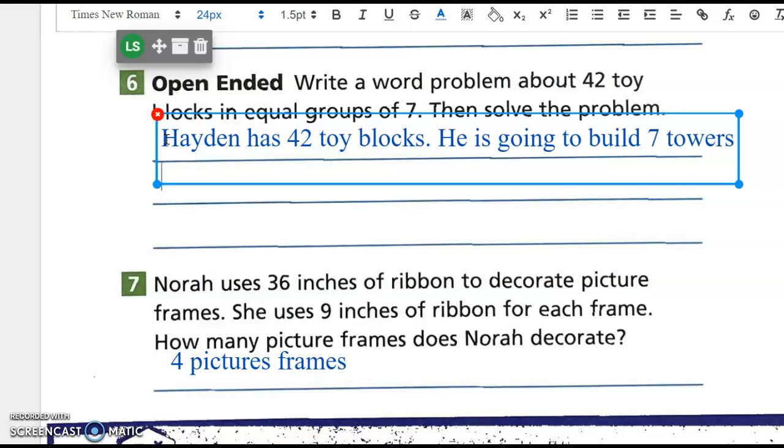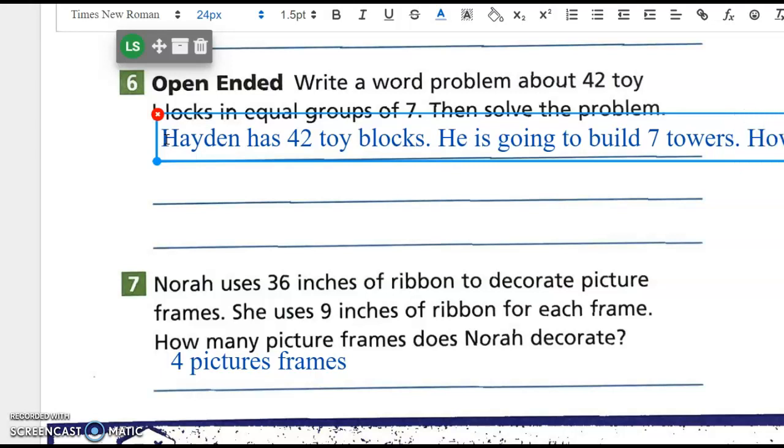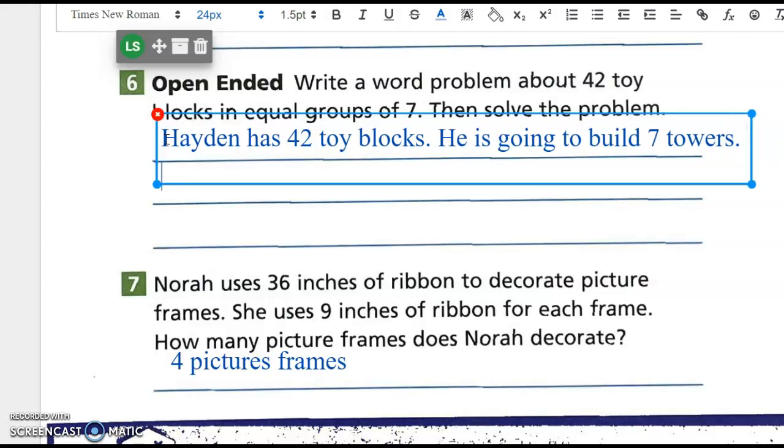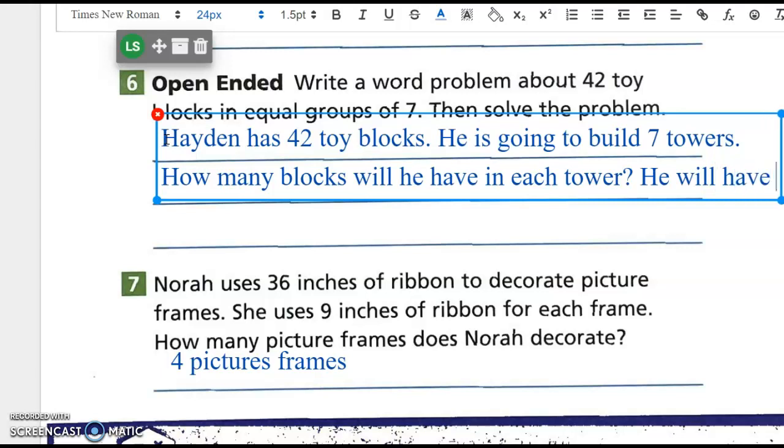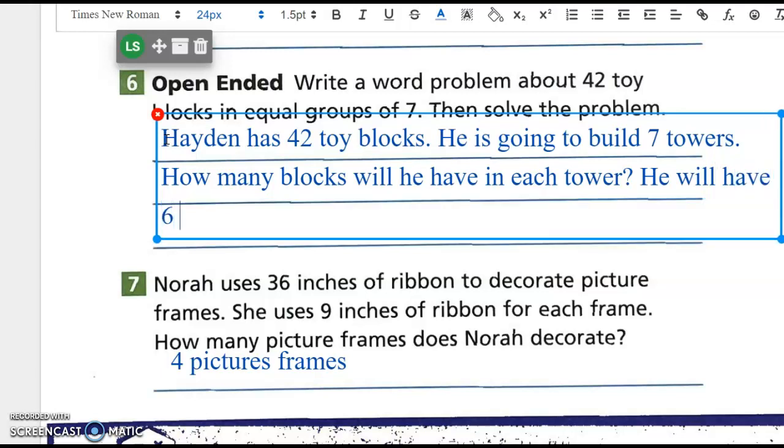How many blocks will he have in each tower? Question mark. If you're watching this video at home, stop this and figure it out. He will have 6 blocks. Ooh, not flocks. Blocks in each tower.